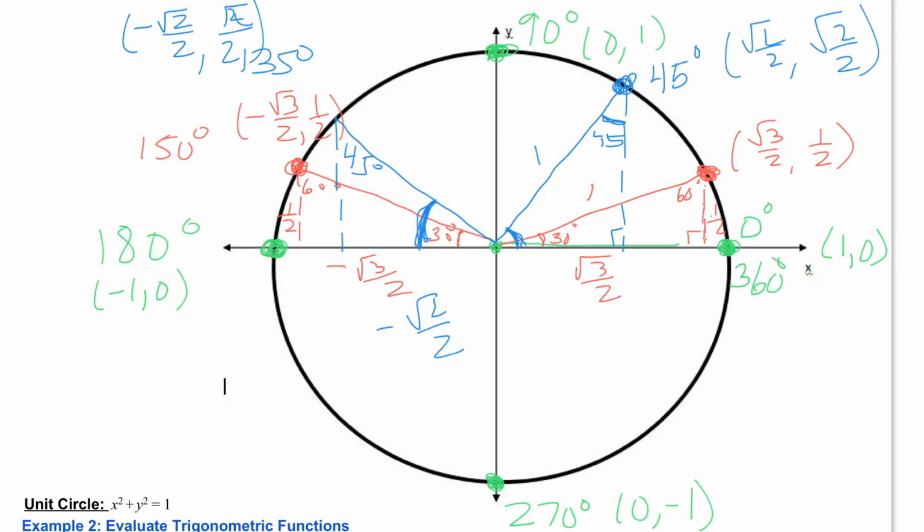And remember, we can keep going. So I could put a 45-degree reference angle in here. I could put one in here. And I can continue to rotate around as many times as I need to. And this will make a little bit more sense once we start getting to the examples coming up next.